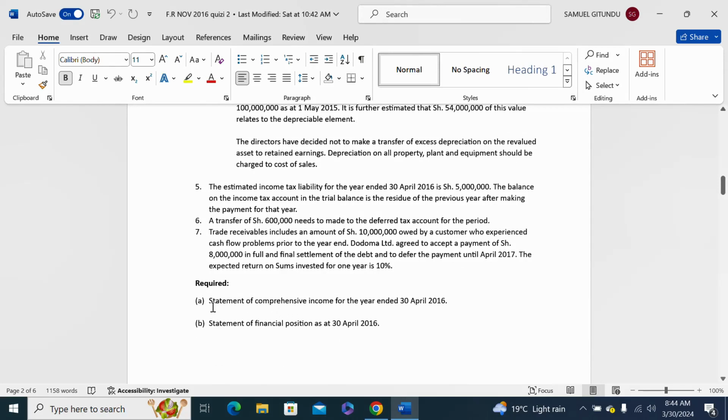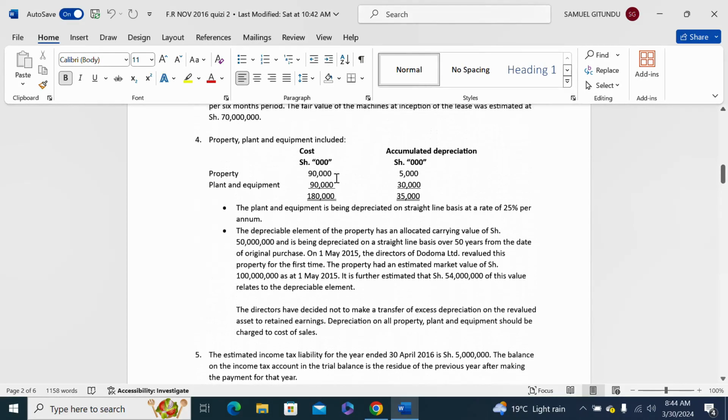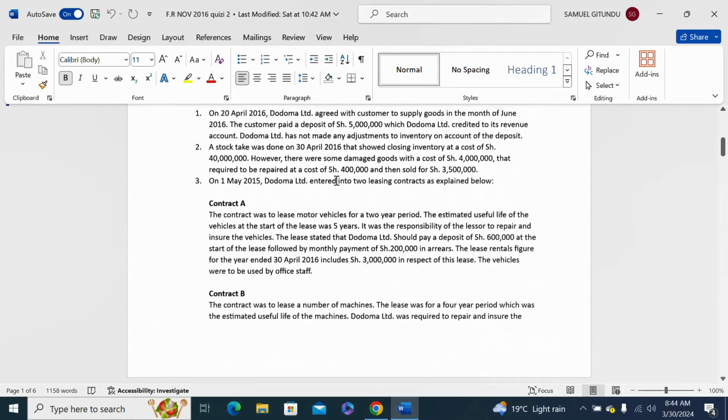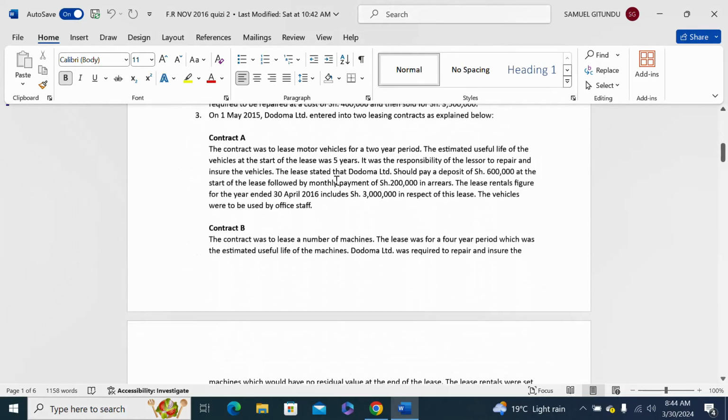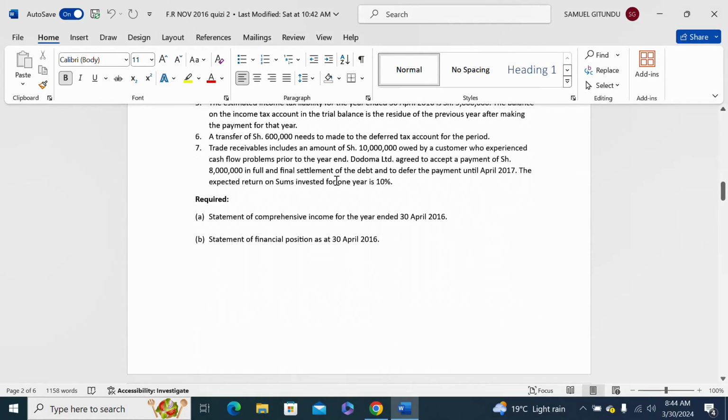You are required to prepare A, statement of comprehensive income for the year ended 30th April 2016, and B, statement of financial position as at 30th April 2016. Therefore, let us first start, we work out all the additional information. Then after that, we are going to answer the question, prepare the statement of comprehensive income, and then prepare the statement of financial position.